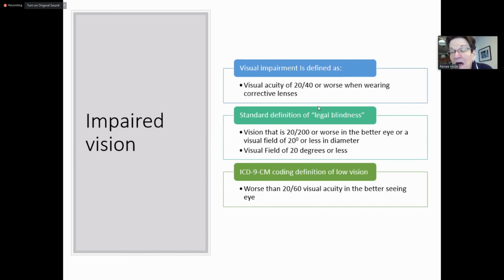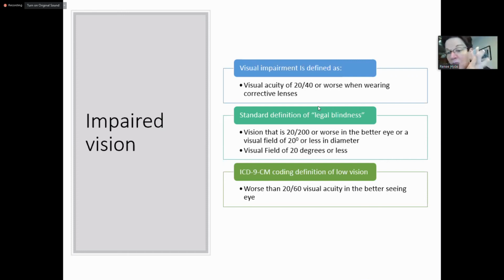When you're talking about legal blindness, that's vision that's 20/200 or worse in the better eye, or a visual field of 20 degrees or less in diameter. That visual field of 20 degrees or less would be about like tunnel vision. You can only see directly what is in front of you. You don't have peripheral vision. That's legally blind.